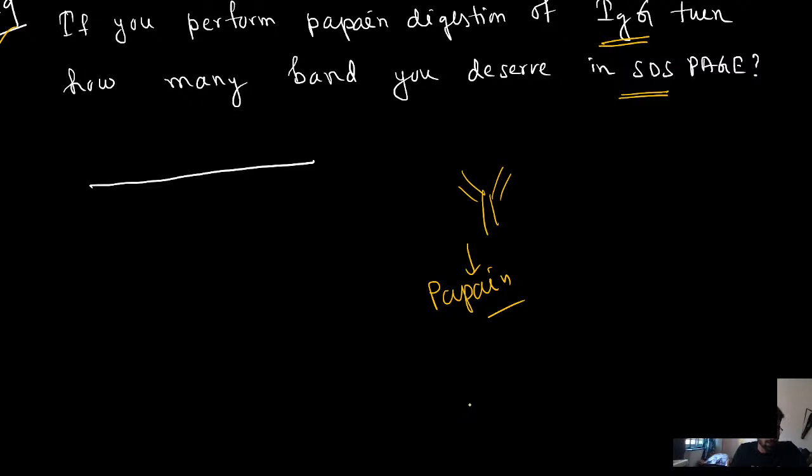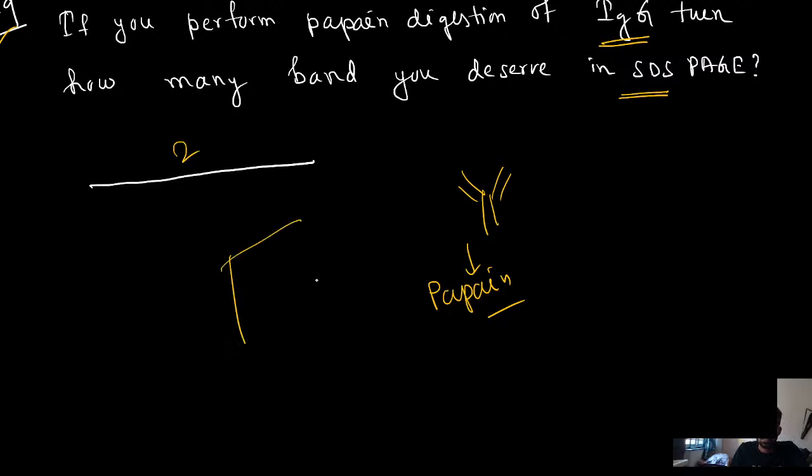2 Fab and 1 Fc. Yes. But how many bands? How many bands can you see? Fazal is saying 3, Swatabdi is saying 2, Mir is saying 3, Pooja is saying, no, I am not asking about the fragment, I'm asking about the band. Sampad is saying 3. Okay, guys, it's 2.